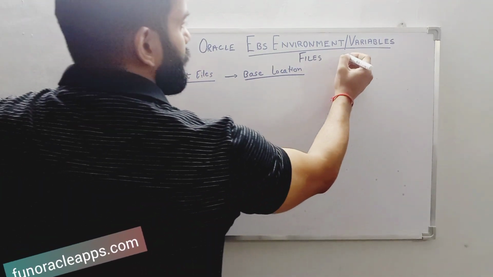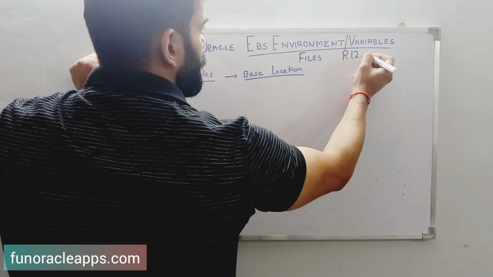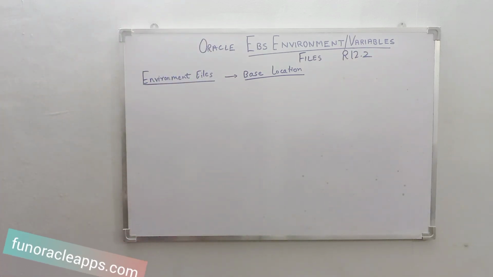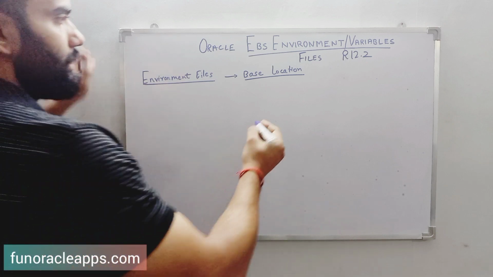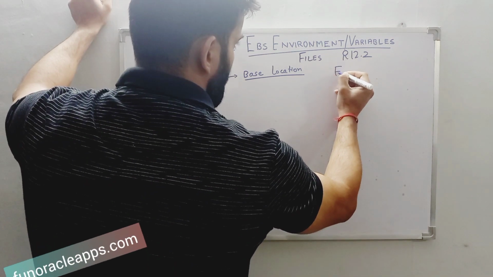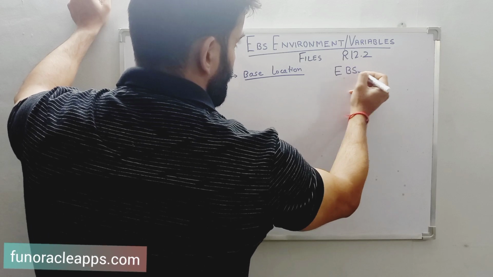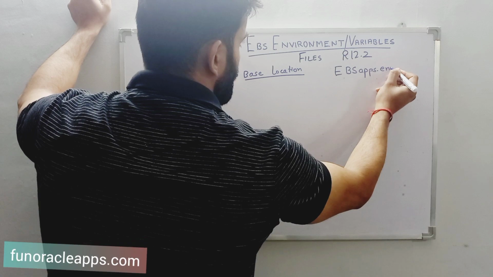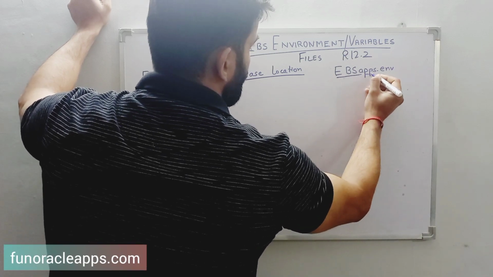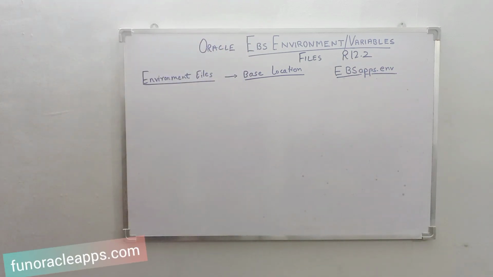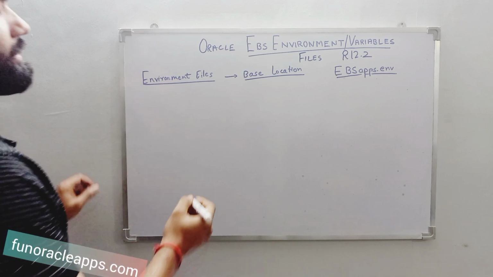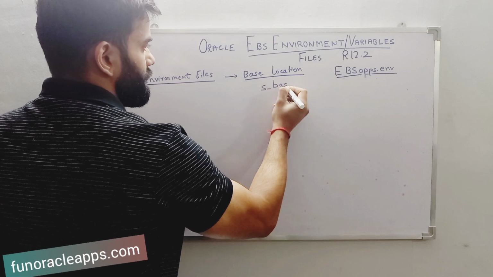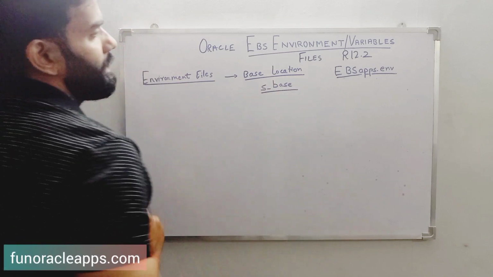We are talking about R12.2. So in the base location, what will you get? You will get a file called EBSapps.env. This is the file that is there in your base location. This base location has the variable name s_base, which you can find in the context file.